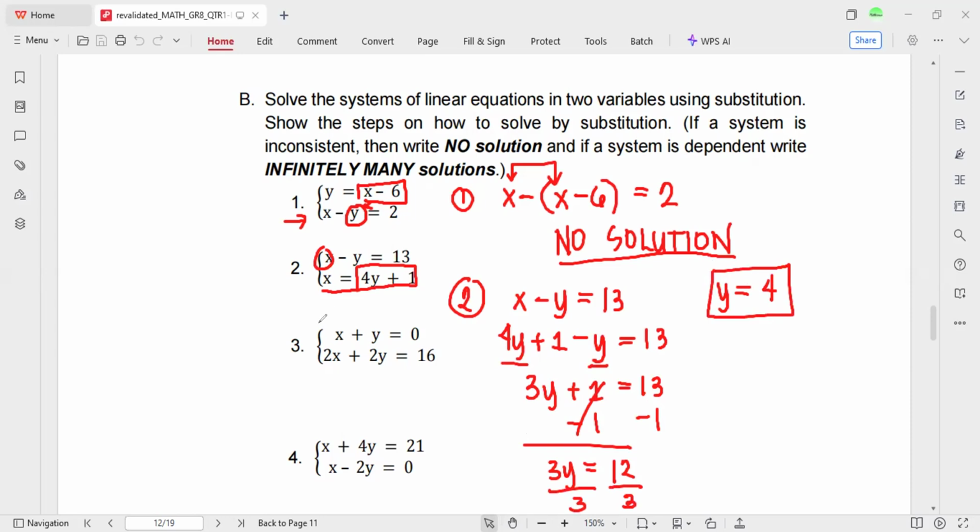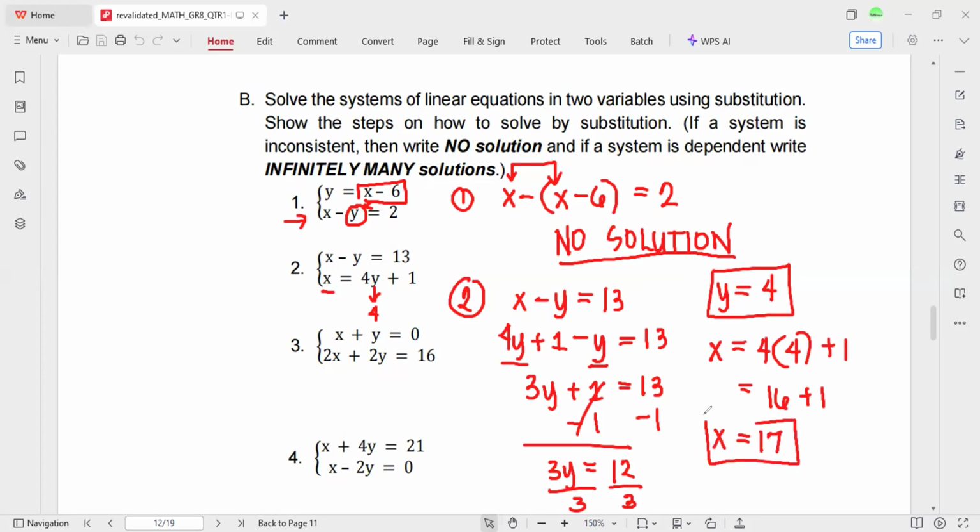Find your x. So substitute 4 into the equation. Let's just use this second equation because it is already x equals. So the y here, change it into 4. So x equals 4 times 4 plus 1. So 4 times 4 is 16 plus 1. X is equal to 17. So our solution for number 2 is 17, 4.